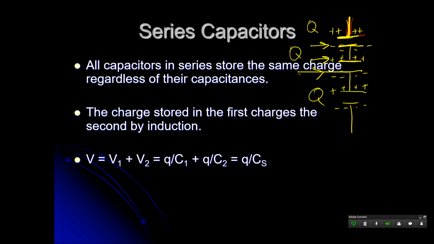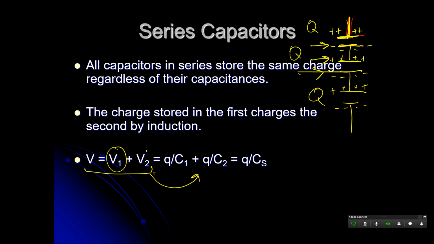All right? So now we can say that, and what does this look like here? V is equal to V1 plus V2 plus etc. That's another Kirchhoff's law, right? The fact that the voltage drops across each one. So if we know that, and we know that the charge is the same across each one, we can make this equation happen right here.